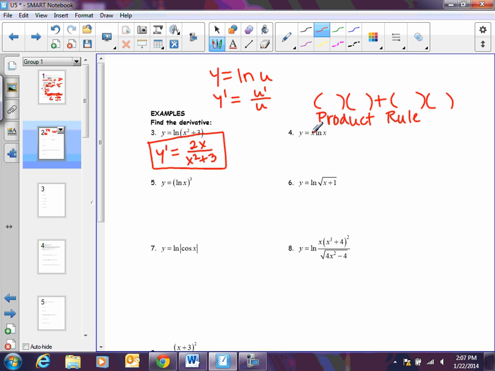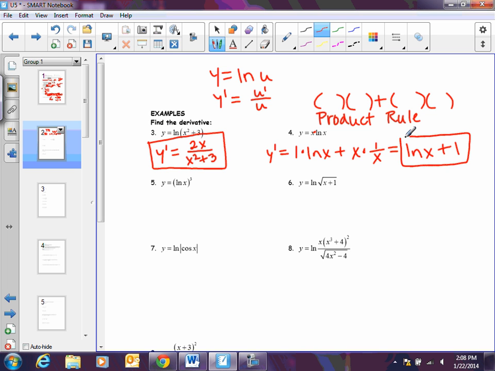Remember though, it's really just derivative of the first thing, y prime equals, times the second thing. You don't do derivatives back to back, plus, then you just write the first thing, and you take the derivative of the second thing. So the second thing here is natural log x. So the derivative of that would be 1 over x.